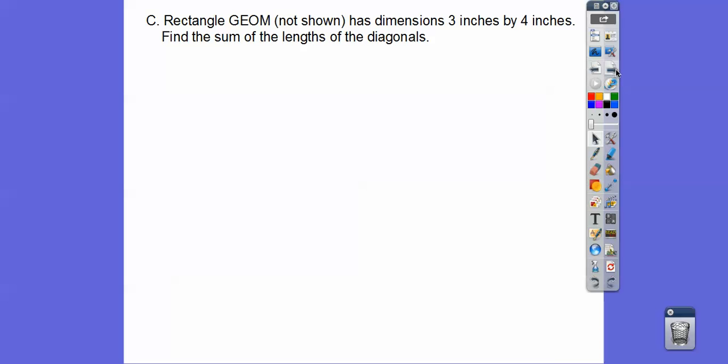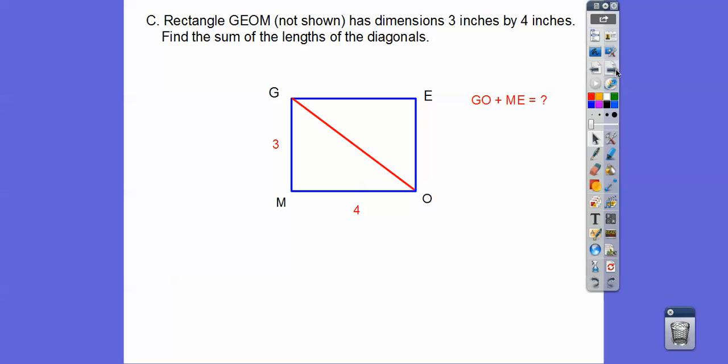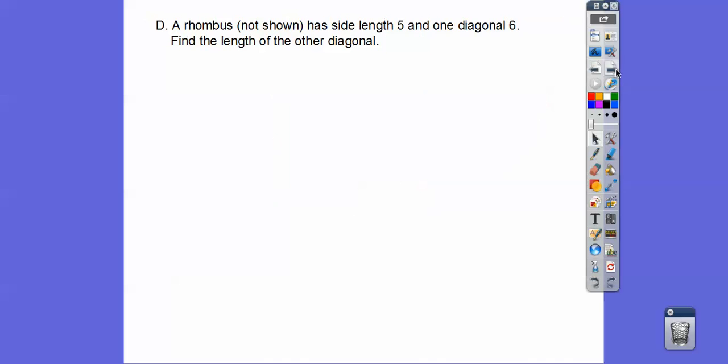Rectangle GEOM is not shown, has dimensions 3 inches and 4 inches, so find the sum of the lengths of the diagonals, okay? So if it's not shown, go ahead and draw it right there. So we're looking for GO plus ME right there, okay? All right, so since it's a rectangle, it's a right triangle, so right triangles give us Pythagorean triples 3, 4, 5. So if that diagonal is 5, the other diagonal is 5, so 5 plus 5 equals 10.